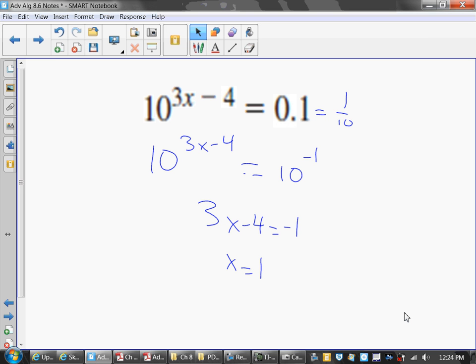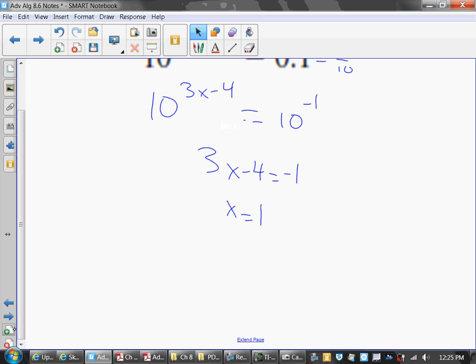Do you guys get the same answer? Yeah. That's fine. I just recognize I can rewrite it at the same base. That's okay. You get the same result. If you took the log on both sides, it's going to give you the same thing. Okay? Not too bad.